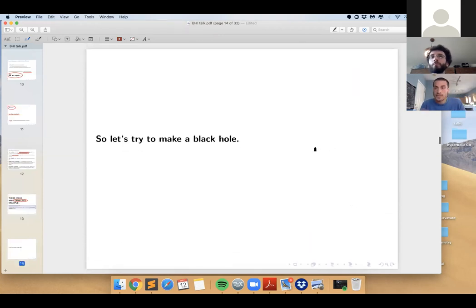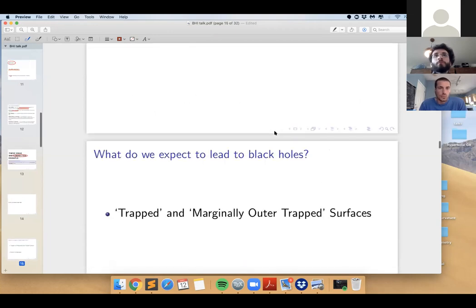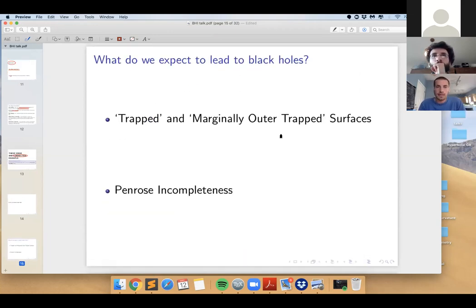Okay. First things first, let's try and make a black hole, right? So what do we mean by a black hole? Well, that's a long question, but one thing we might like to form is a kind of quasi-local signifier of strong gravitational regions.